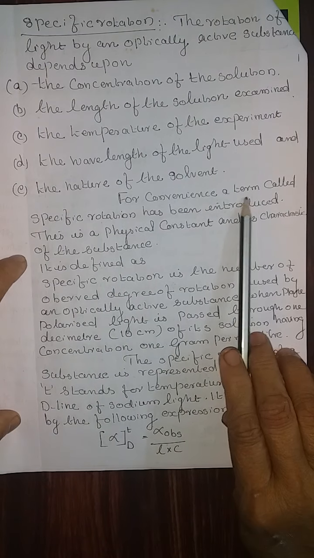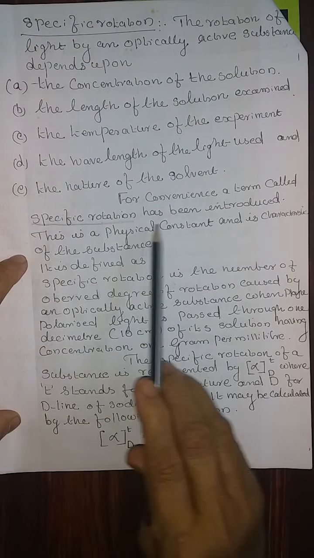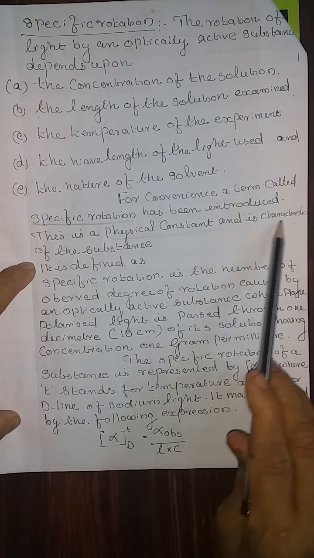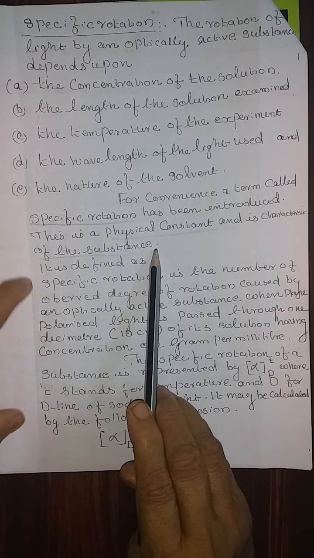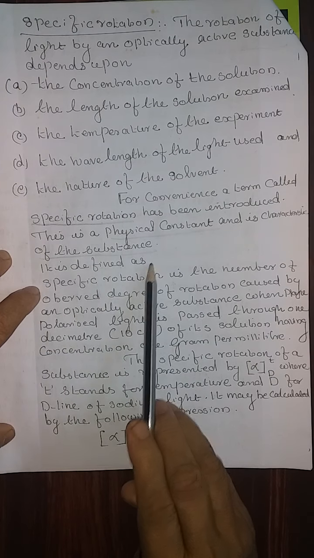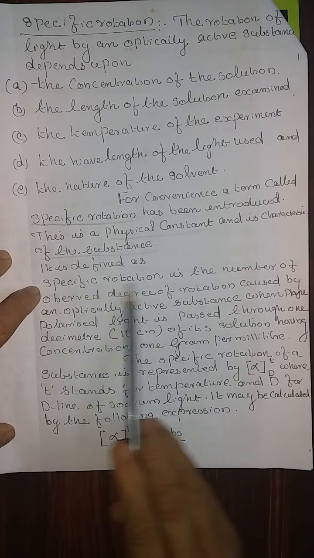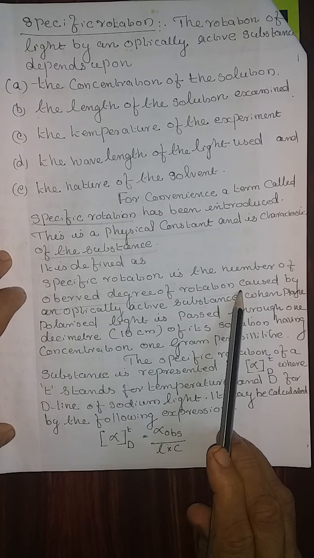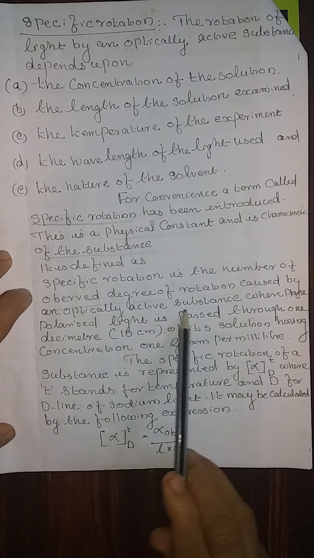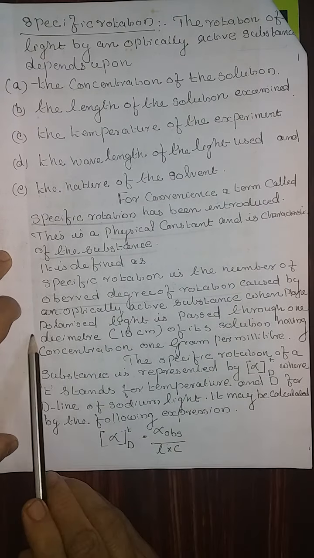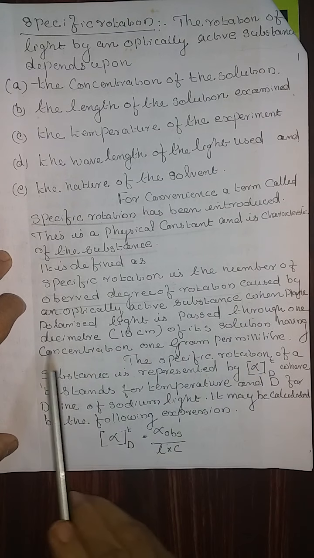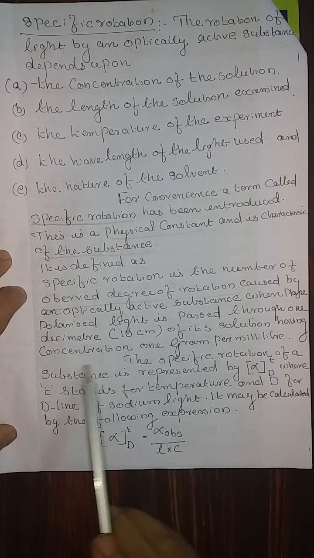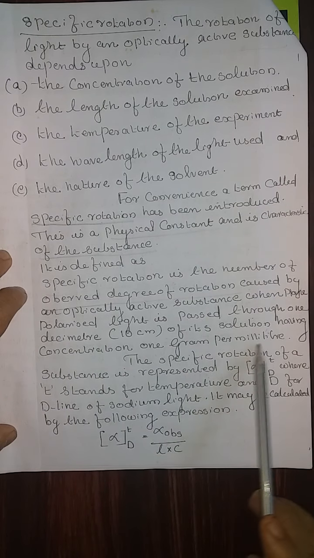For convenience, a term called specific rotation has been introduced. This is a physical constant and is the characteristic of the substance. It is defined as the number of observed degrees of rotation caused by an optically active substance when the plane polarized light is passed through 1 decimeter of its solution having a concentration of 1 gram per liter.